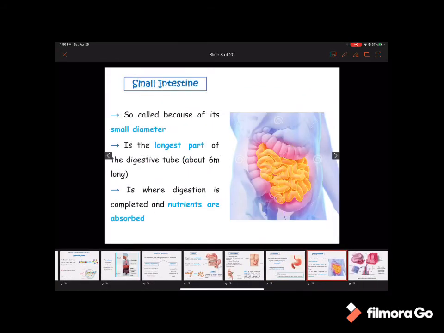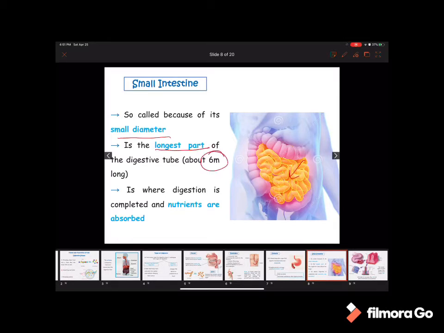Now that the food is out of the stomach, it's going to reach the small intestine. The small intestine is right here. The small intestine is very tricky. You know why? Because it's actually very thin. It has a small diameter. If I think of it like a hose, the hose that you use to water your plants in the garden, it has a very small diameter. So it's a very tiny hose, but it's the longest part.